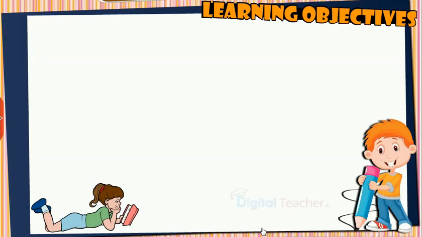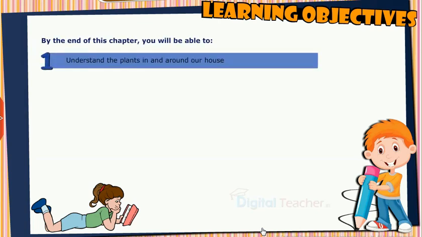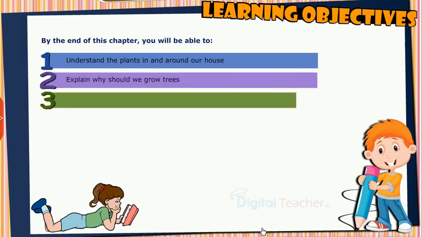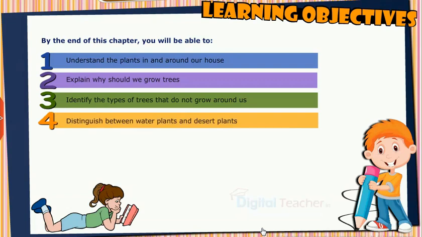Learning objectives. By the end of this chapter, you will be able to understand the plants in and around our house. Explain why we should grow trees. Identify the types of trees that do not grow around us. Distinguish between water plants and desert plants.